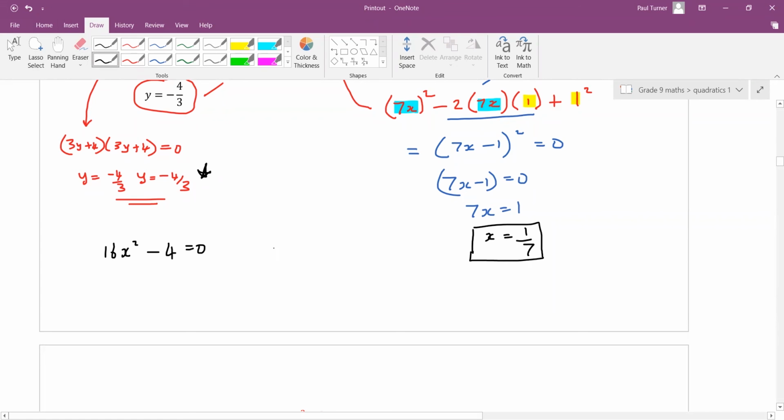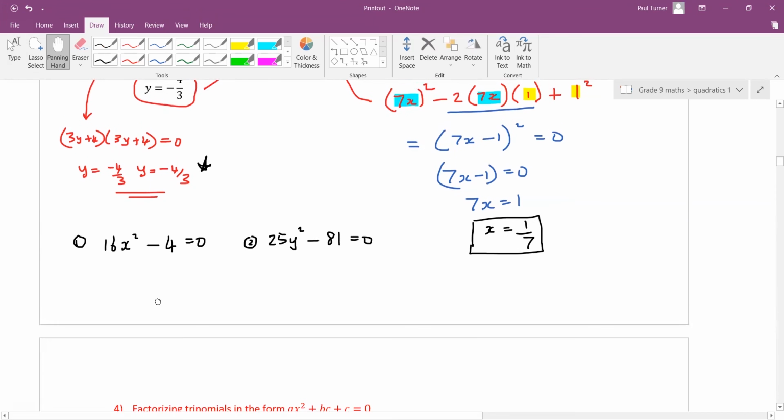And let's do another one like that. So 25y squared minus 81 equals 0. Okay, so do these for a minute. I don't want to go to the next section because I need more time to explain that actually. So we'll stop here and just do a couple of examples here. Okay, can you do those for a minute?